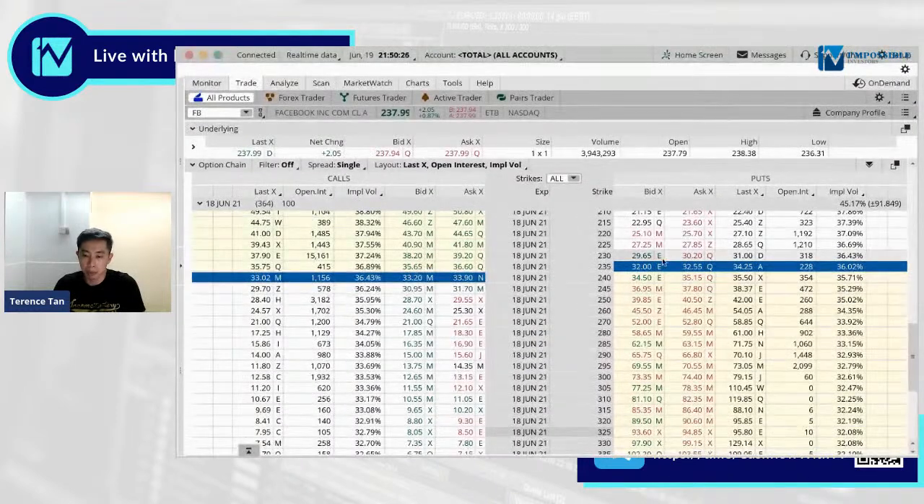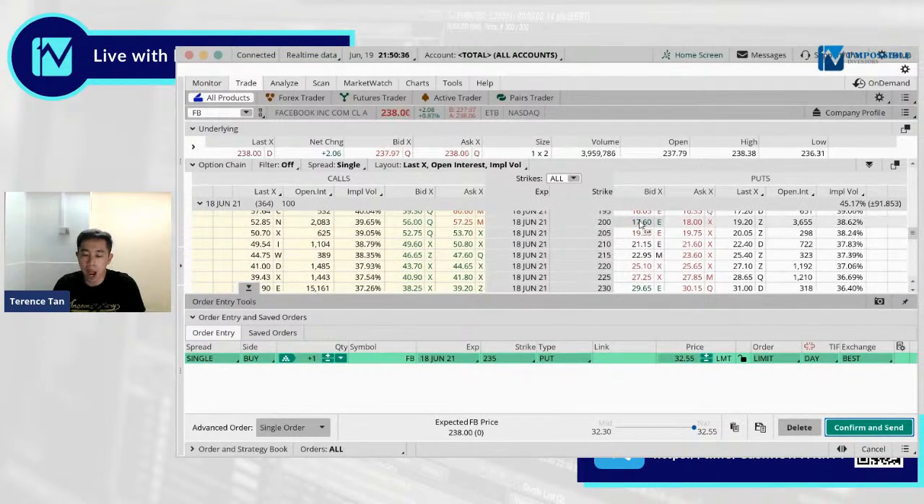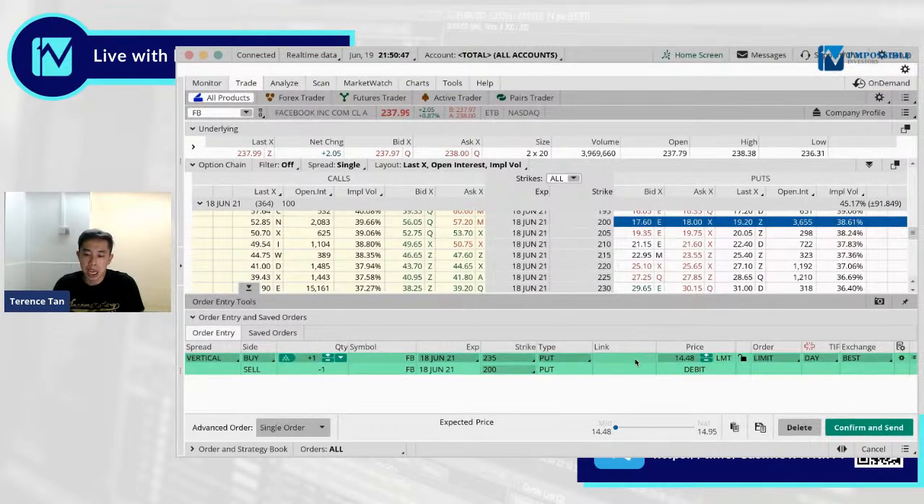Once that order is filled, it is time to do your put spreads. To buy the put spread, this is what you do. You click on the ask price for 235, so that brings up buy 235 puts. Then say you want to sell the 200 puts and protect about $35 worth of downside. So you hit the control key and click on the bid price for 200 puts. That means two orders in one form, because you press the hotkey. So you buy the 235 puts, you sell the 200 puts, for a put spread, and you are required to pay $14.48 to get this put spread done.